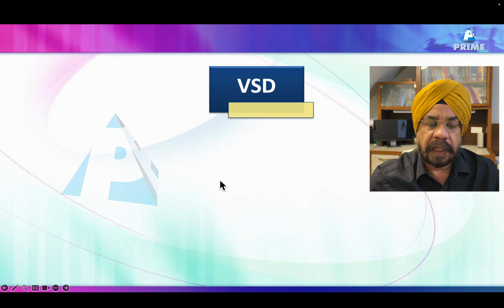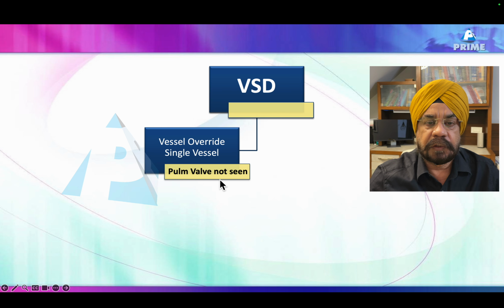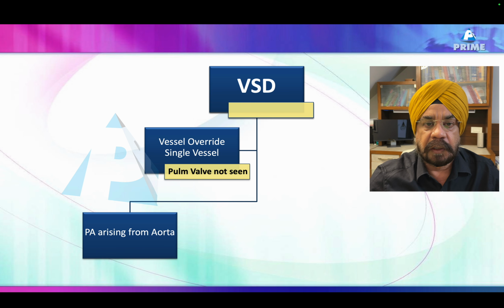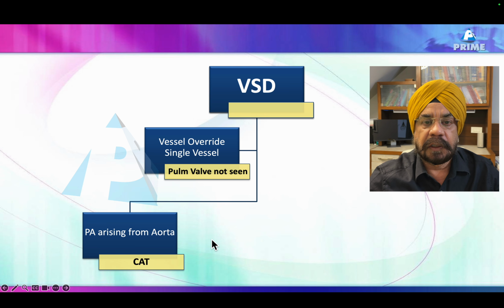Now, if you have a VSD and you have one vessel which is coming out of that VSD, that's the single vessel you see. So what are the differential diagnoses if you have one single artery coming out of two ventricles, the single outflow? The very first differential is truncus, a common arterial trunk, and in this situation you see a pulmonary artery coming out of that truncus somewhere. So if you see the pulmonary artery or branches of the pulmonary artery coming out of that large vessel, then it becomes a truncus arteriosus or a common arterial trunk.